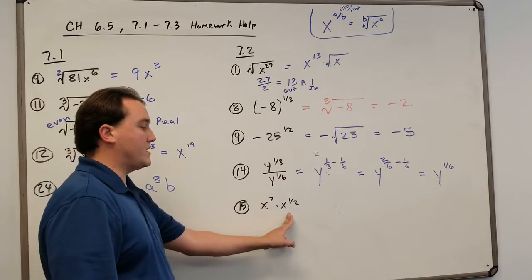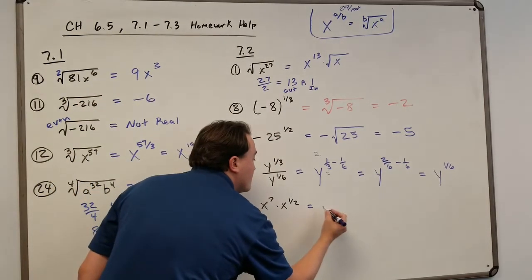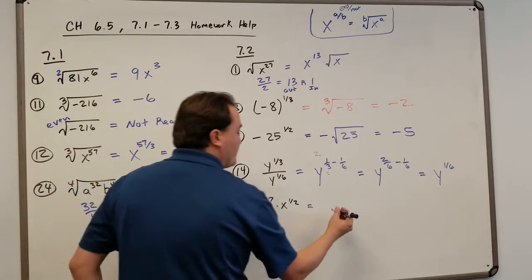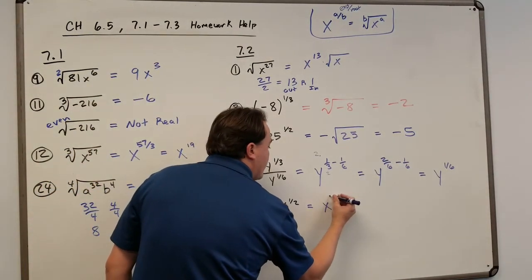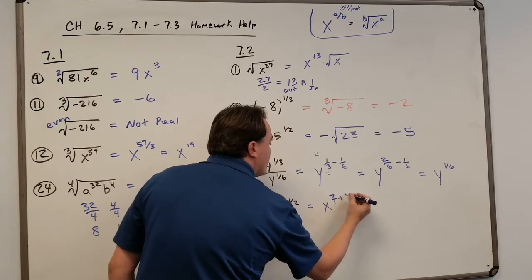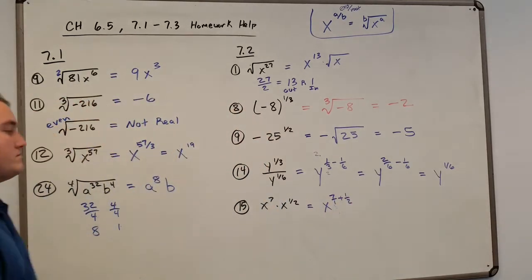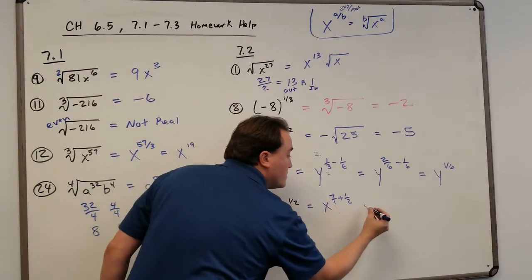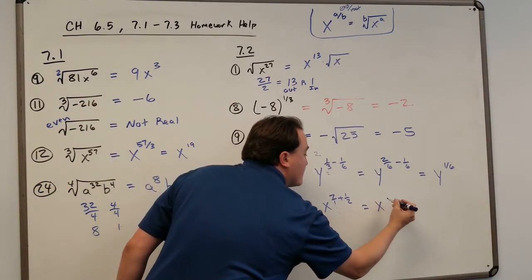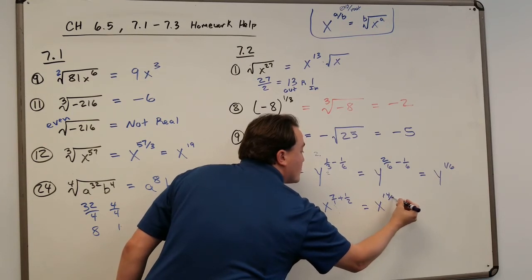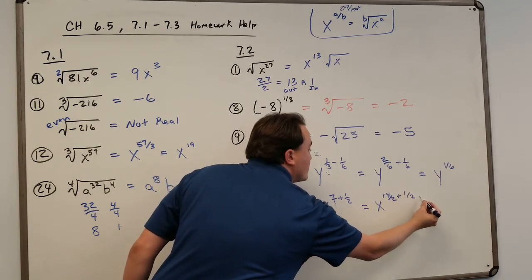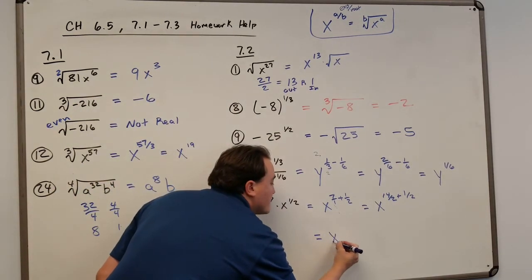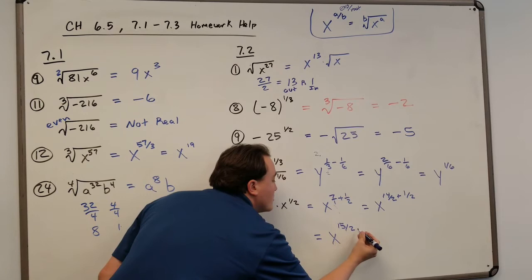X to the 7 times x to the 1/2 means plus. Remember, when you're multiplying, you add the exponents. So we have x to the 7 over 1 plus 1 over 2. If we times that by 2, we get x to the 14 over 2 plus 1 over 2, which is x to the 15 over 2.